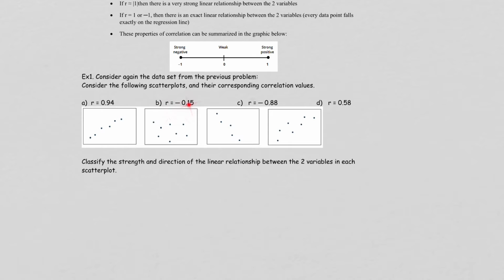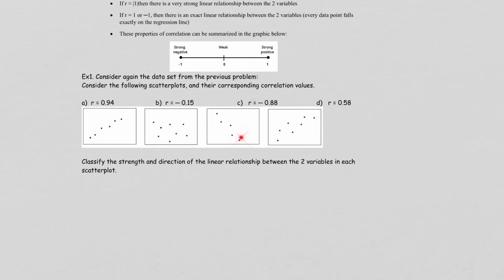This one is -0.15. -0.15 is more close to 0 than 1. So this one is a very weak negative linear relationship, right?